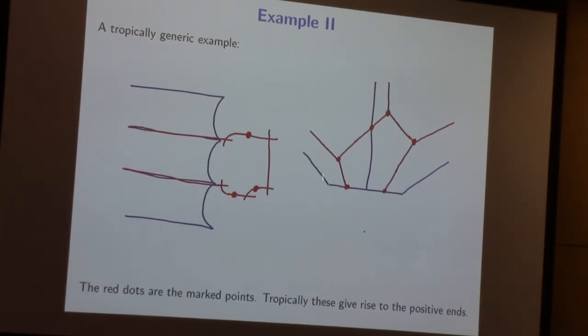So here, two more components that are contracted. They have two marked points, this one and that one. And there's another component that would pop up. So this is about how it works. In practice, of course, you don't actually have to do this, just for illustration.